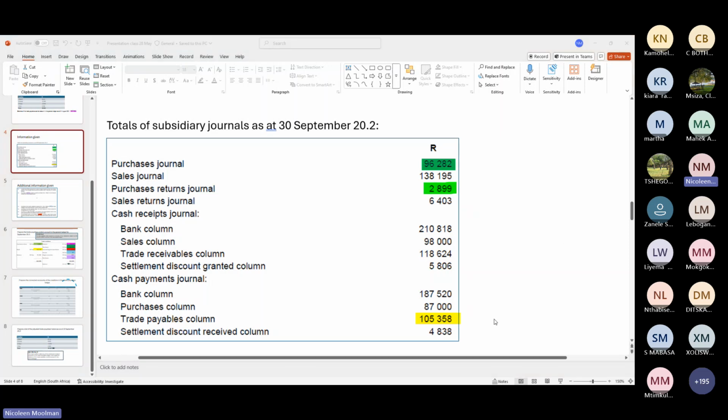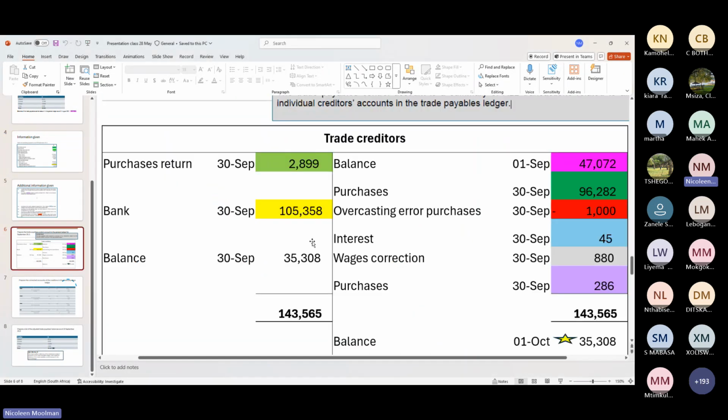Why is bank debit on trade payments? Bank is a debit on trade payments because it means it's an outflow of cash. We pay the creditors. So when we pay our creditors, we reduce the balance that we owe to them. It's an outflow of cash. So the entry there would be credit bank and debit your trade creditors 105,358. That's why it's a debit.